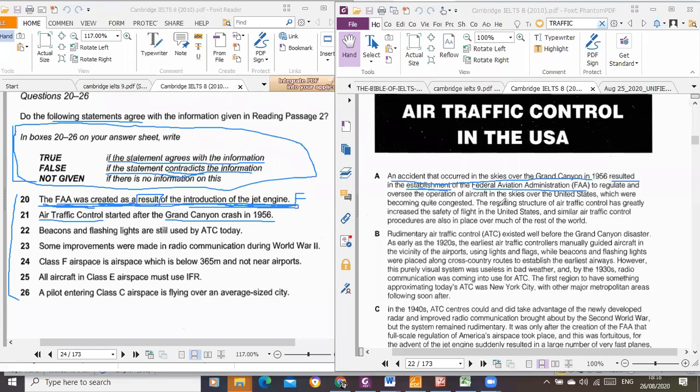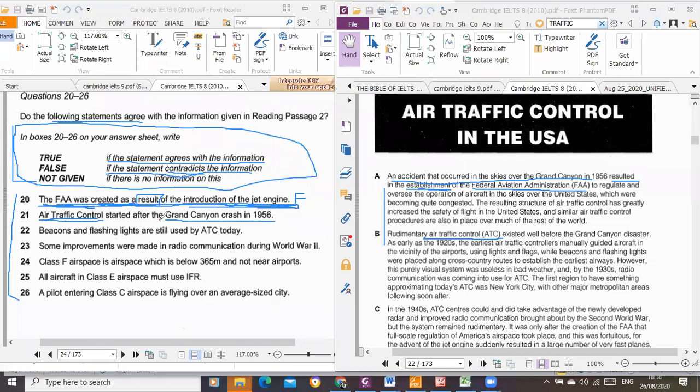One other thing about true, false, not given that makes it very simple is that once you find the answer to one question, the answer to the next question is right below that. Because we found the answer here, the next answer is probably just below that, not before it, okay? So now ATC, they talked about ATC here. Those are words that cannot change. Air traffic control in this passage might not change at all.